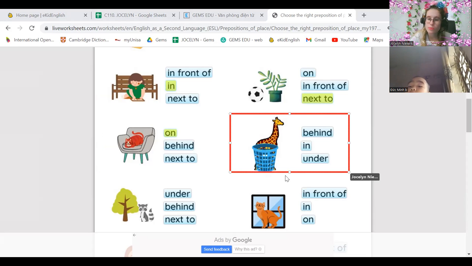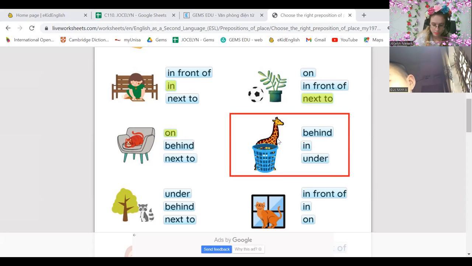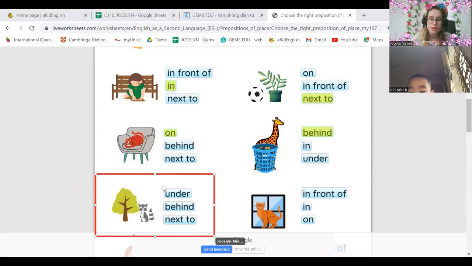Under, in, or behind? Under, teacher. Yes? Which one? Behind, in, or under? Where is the giraffe? Behind. Good job. The giraffe is behind the basket. Okay. Under, behind, or next to? Next to. Good job.